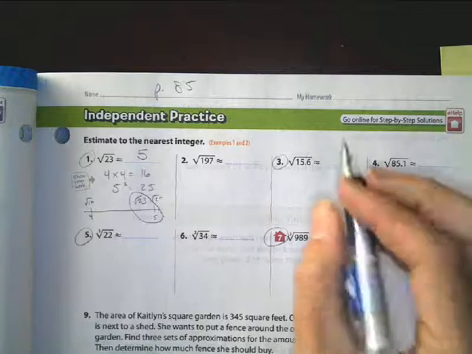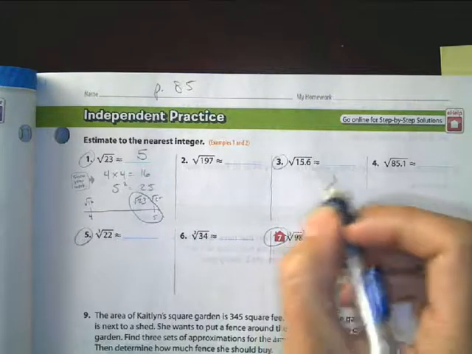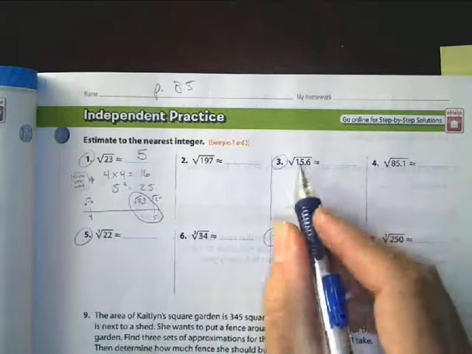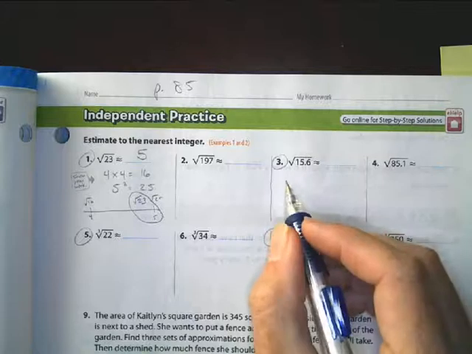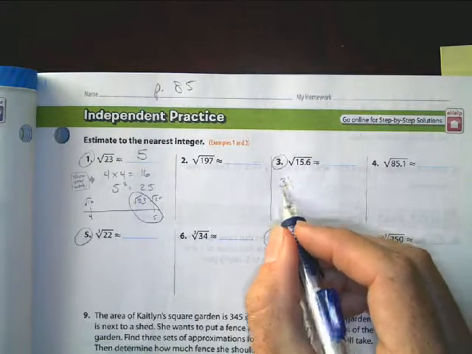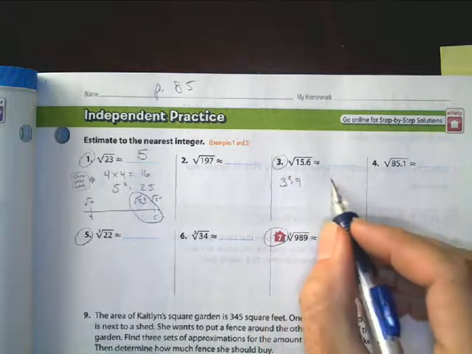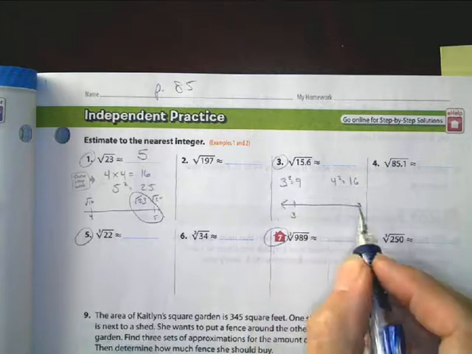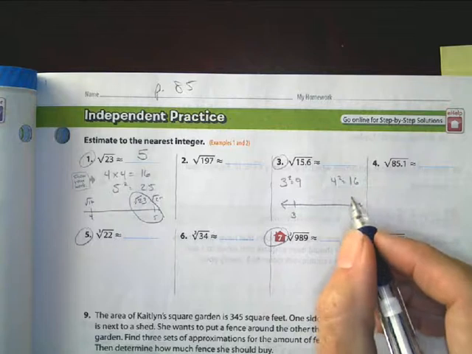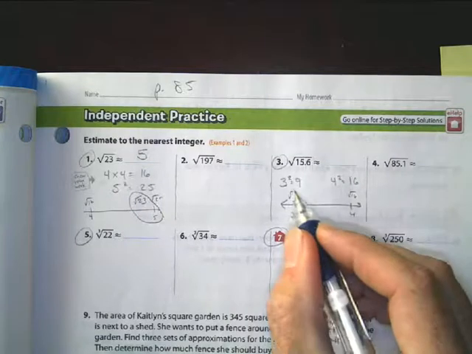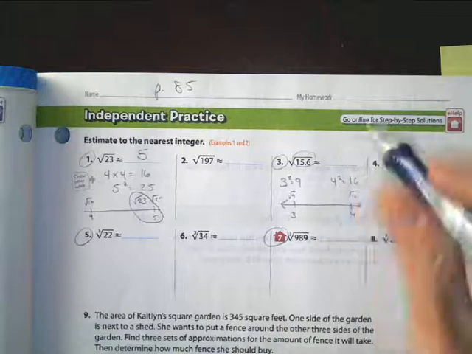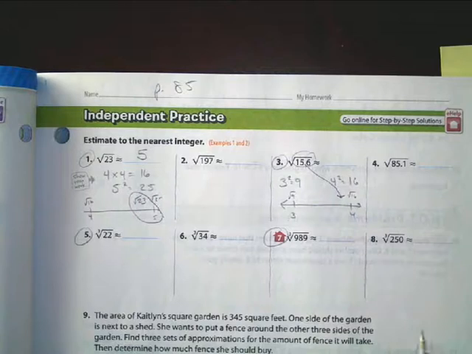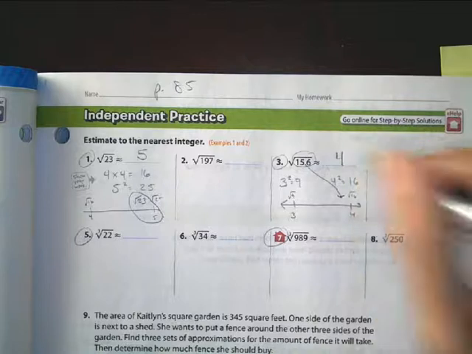Number 3, we have 15.6. Now, don't get confused from what we did last time and try to say, well, what could this be? Slide decimals over. We're looking at the actual number 15.6. So we look at it this way. We say, well, I might have 3 squared is equal to 9, and 4 squared is equal to 16. Again, on my number line, here's 3 squared and here's 4 squared at 16, right? So the square root of 16 is there and the square root of 9 is there. This is the square root of 15.6, which would be somewhere about here on the number line. So we would say that the square root of 15.6 is about 4.